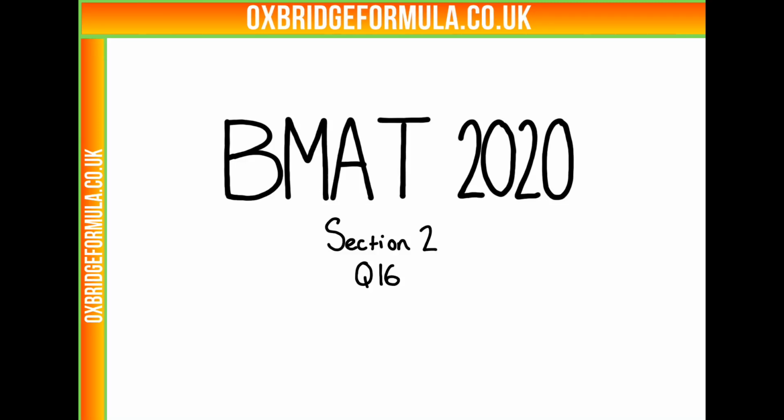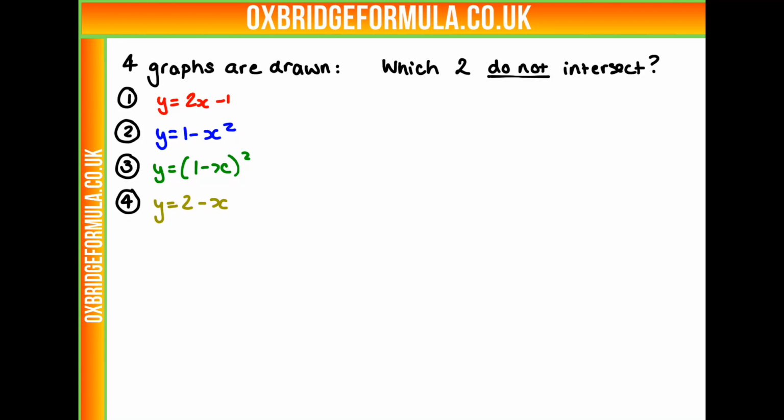In this video, looking at BMAT 2020, Section 2, Question 16. So we have 4 different graphs here, and we have to find which two do not intersect, from y equals 2x minus 1, y equals 1 minus x squared, y equals (1 minus x) all squared, and then y equals 2 minus x. So how should we go about finding out which do not intersect?